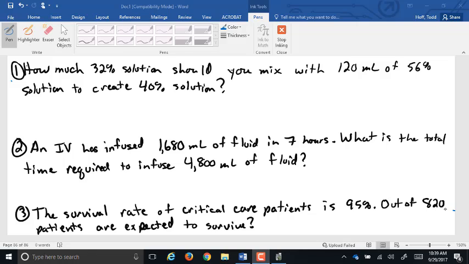So the first one up there are solutions. I realize you guys are probably getting tired of seeing these by now, but no, keep them coming.